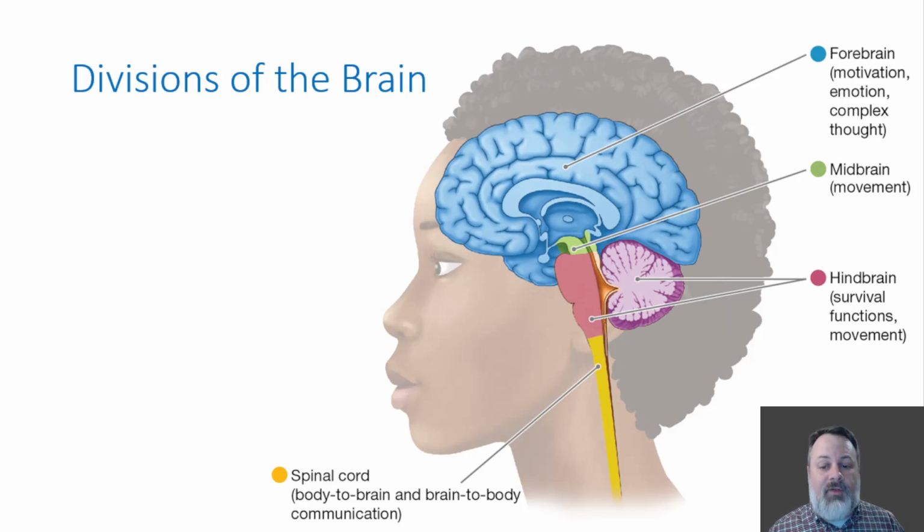The central nervous system is your brain and your spinal cord, and the peripheral nervous system is anything that's not your brain or spinal cord. When we're looking at the central nervous system, we look at the spinal cord and then the brain. The brain has three main divisions to it: the hindbrain, the midbrain, and the forebrain.